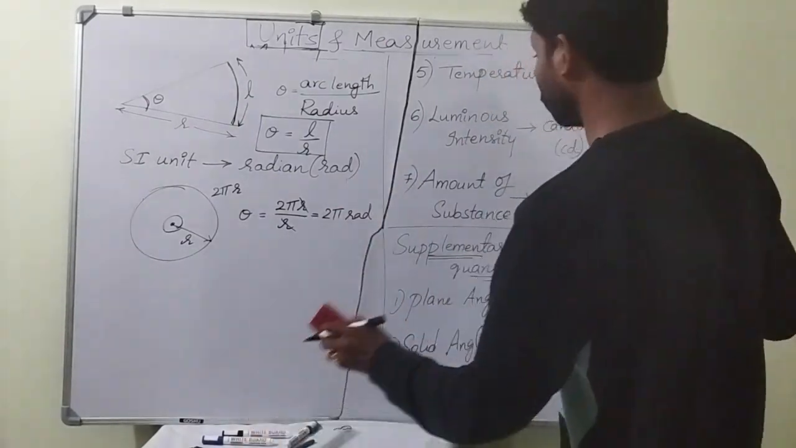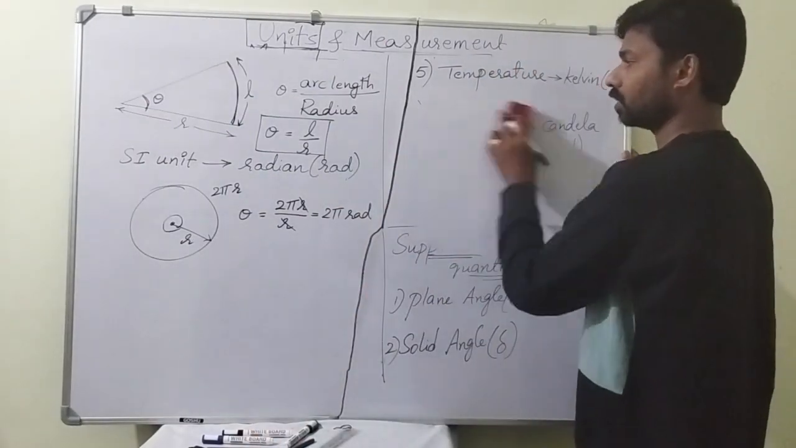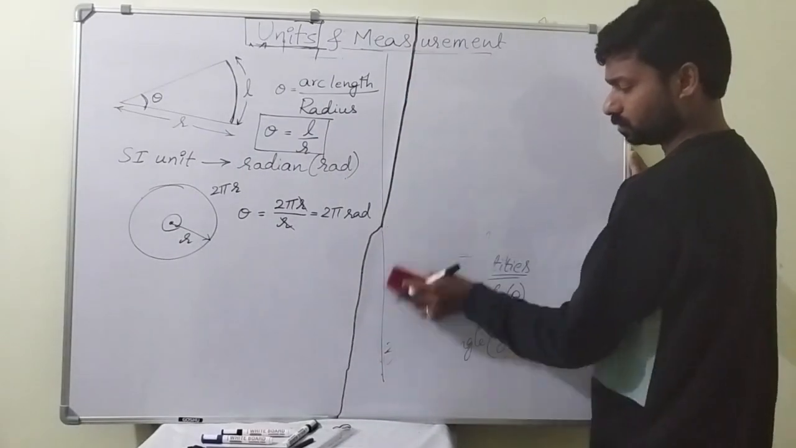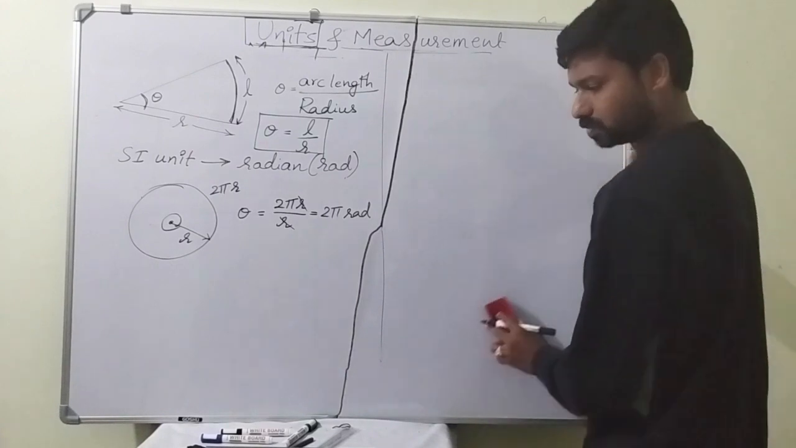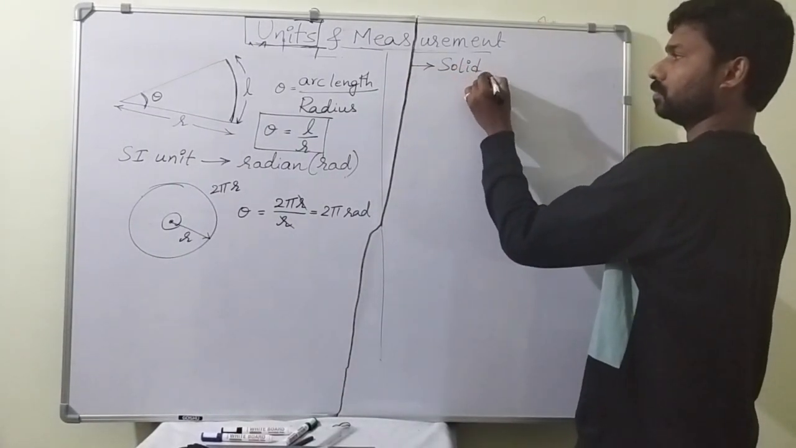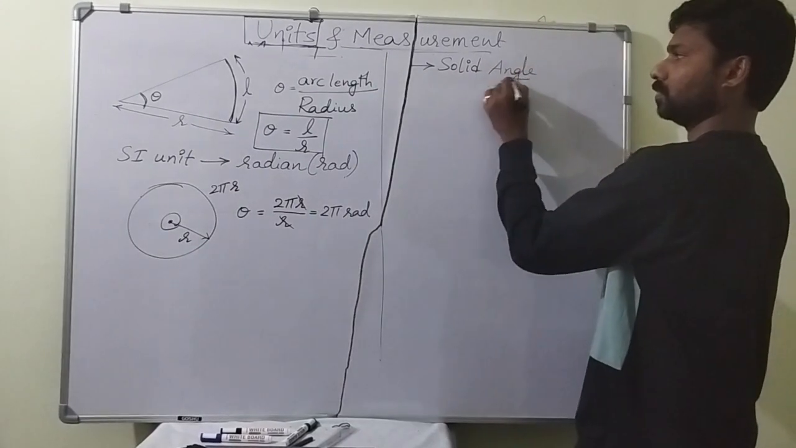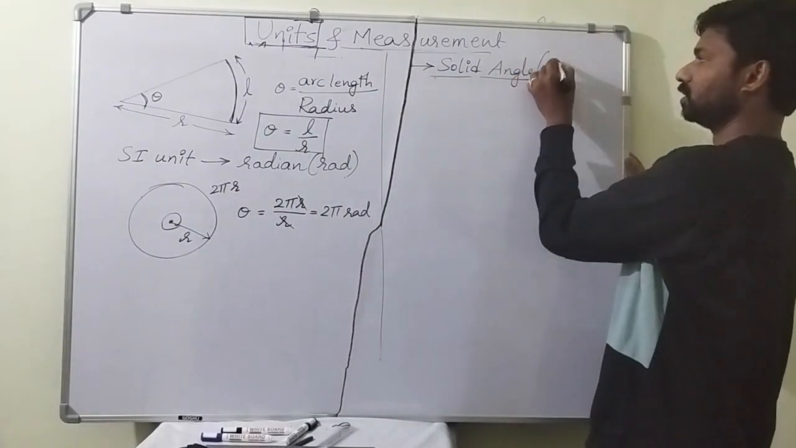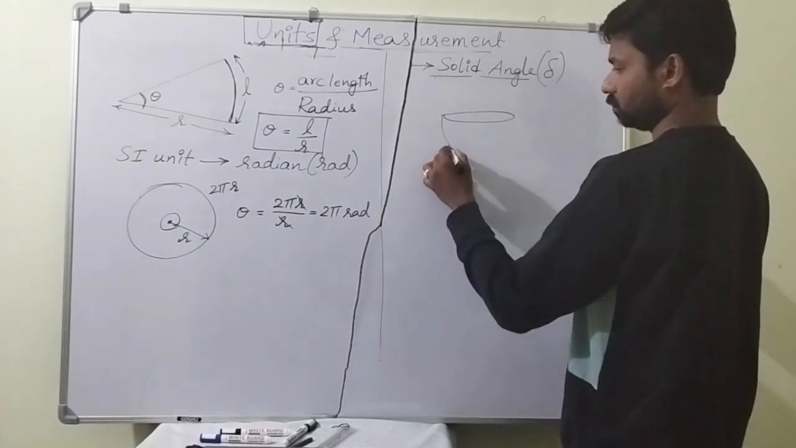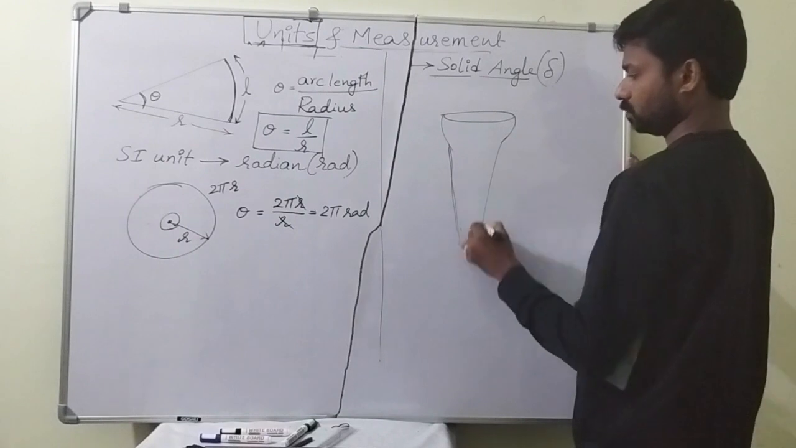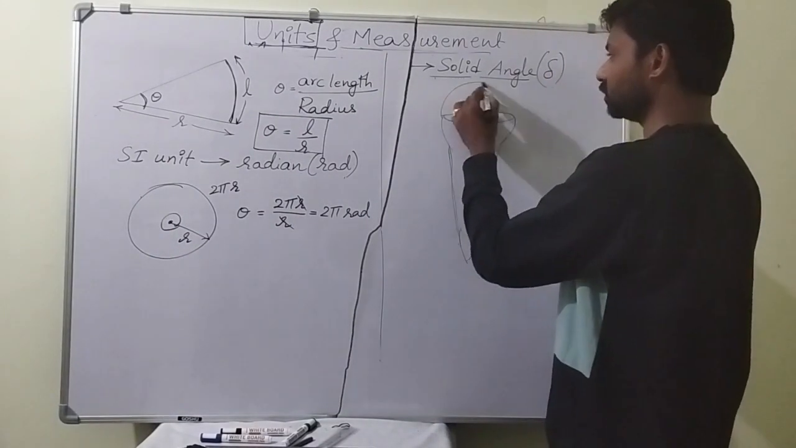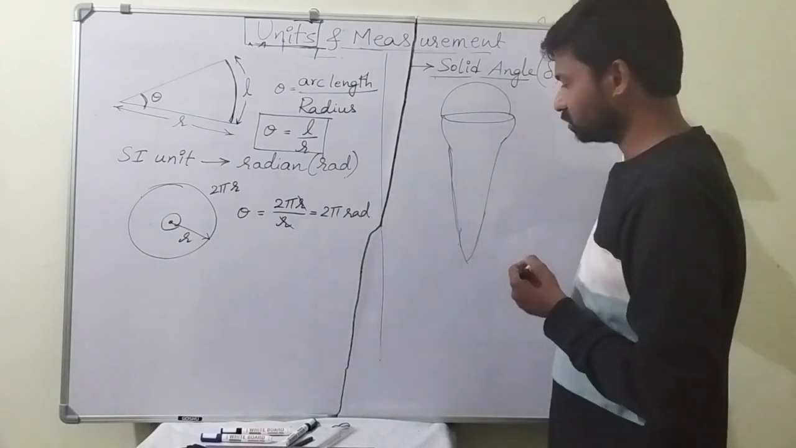Now let us discuss solid angle. What is a solid angle? It is represented by delta. For example, I'm not a great artist here, but let us assume that this is an ice cream cone. Okay, let us assume that this is an ice cream cone.